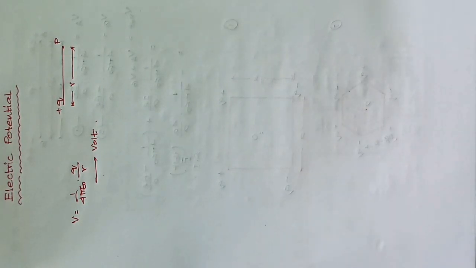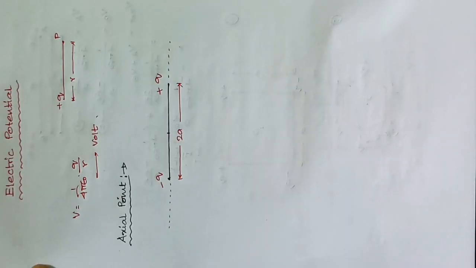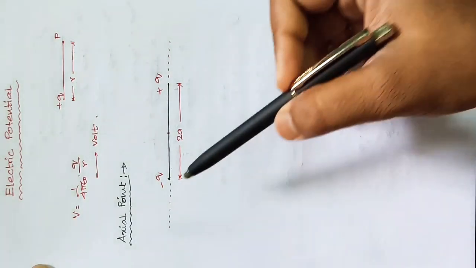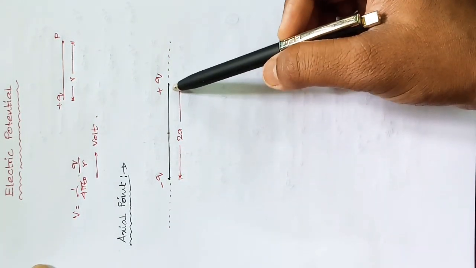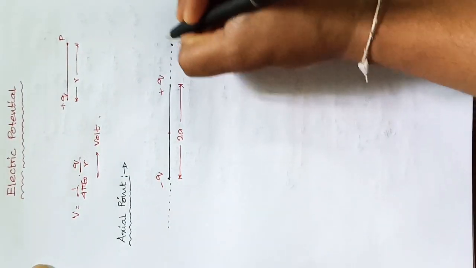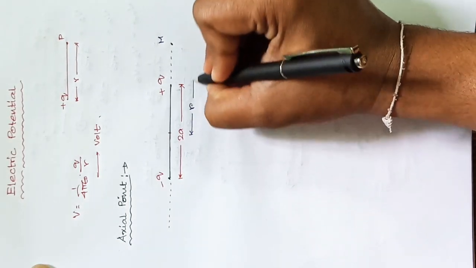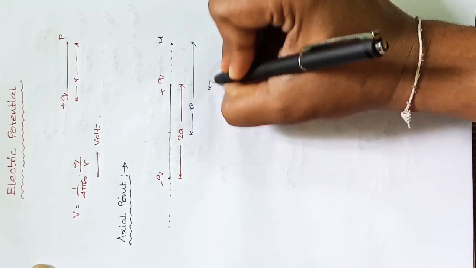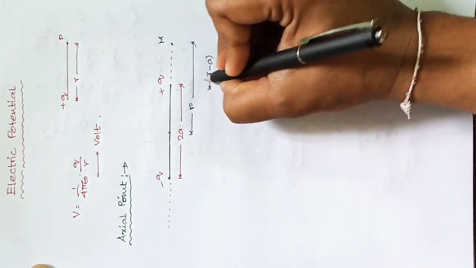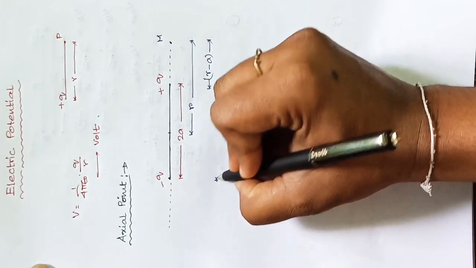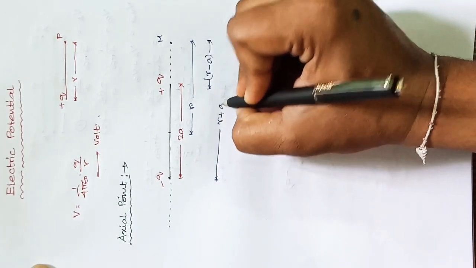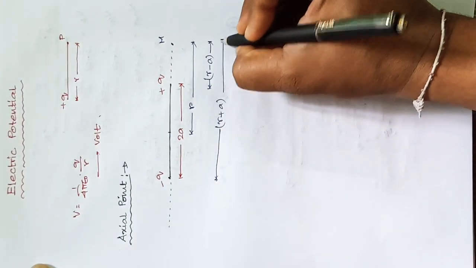Now we have to calculate the electric potential due to a dipole at its axial point. Suppose we have to calculate the electric potential due to this dipole at its axial point at the point M, which is at a distance small r from the center of the dipole. So this distance will be r minus a, and this distance will be r plus a.